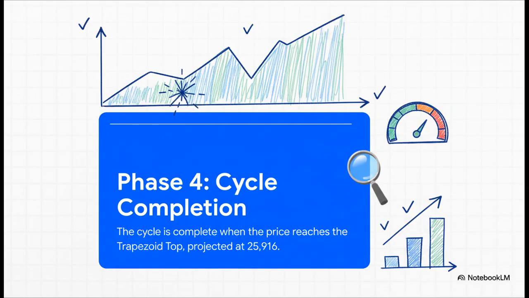So what's the finish line for this cycle's journey according to the model? Well, phase 4, which is called cycle completion, has a really clear trigger. The cycle is officially considered complete when the price reaches the trapezoid top. And for this particular cycle, that projected completion level is 25,916.